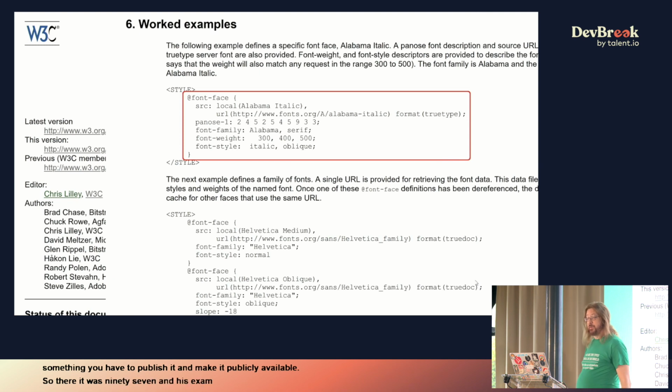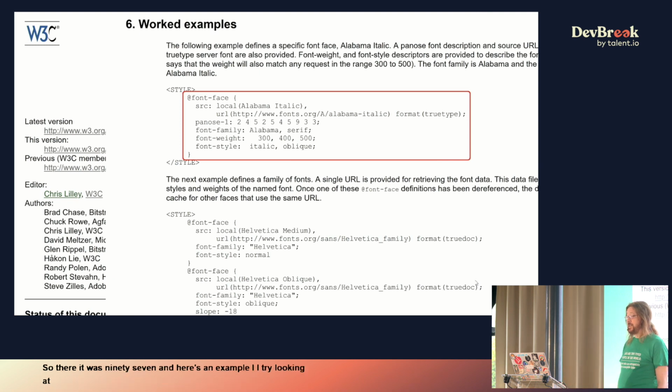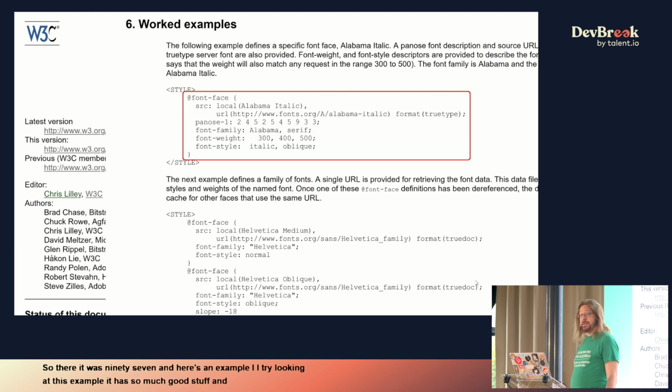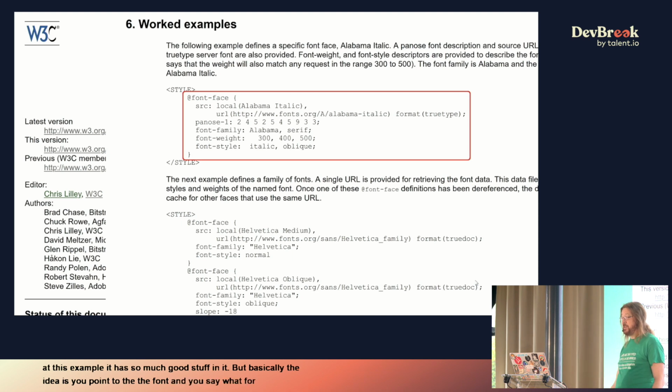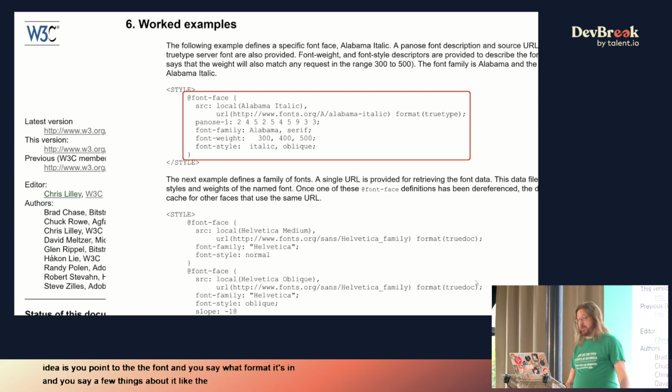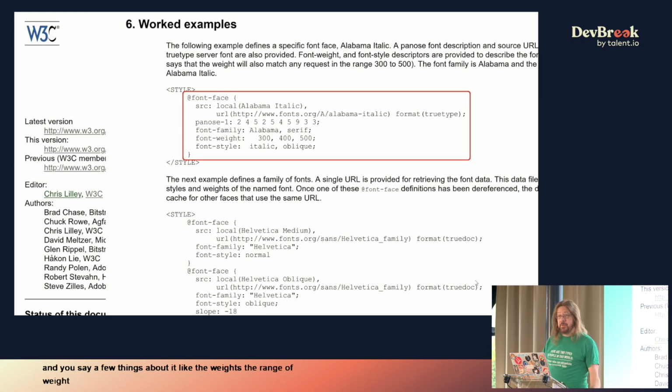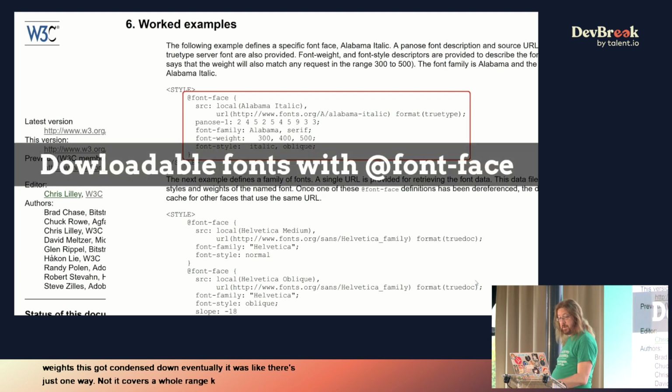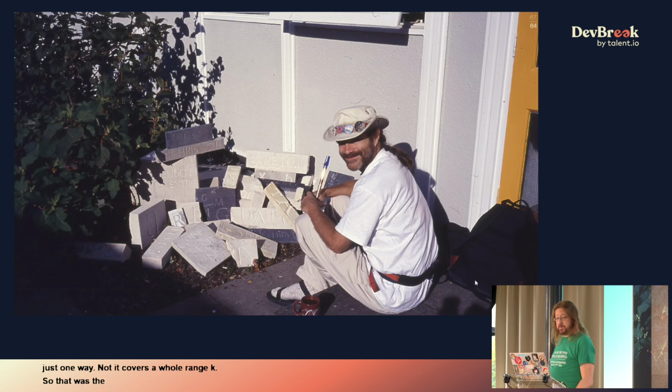And here's an example. I cry looking at this example. It has so much good stuff in it. But basically, the idea is you point to the font, and you say what format it's in, and you say a few things about it, like the weights, the range of weights. This got condensed down eventually. It was like there's just one weight, it covers the whole range. So that was the concept.